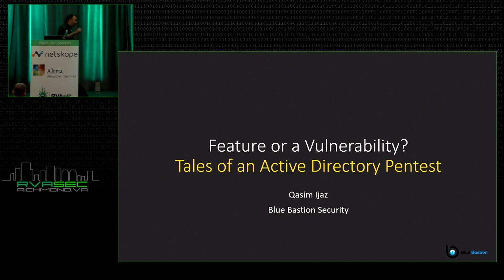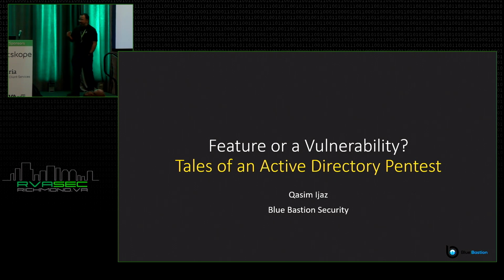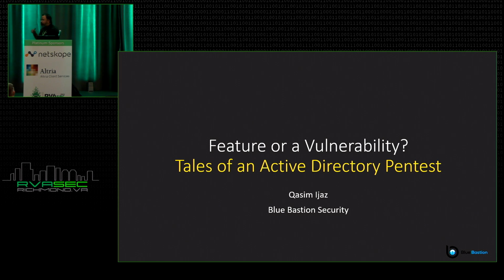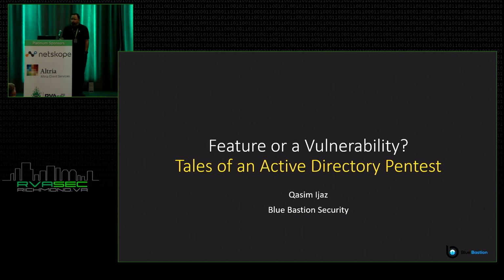Feature or a vulnerability is a question that we often ponder when we're doing the pen test report, because we're telling the client that they're doing something that isn't right, and they go, well, that's what Microsoft says we should do. Microsoft's documentation says I should do this. Microsoft has, in the past few years, done a good job of explaining what's right and wrong. They've done a bad job of explaining what's in between, or how it may apply to your environment.